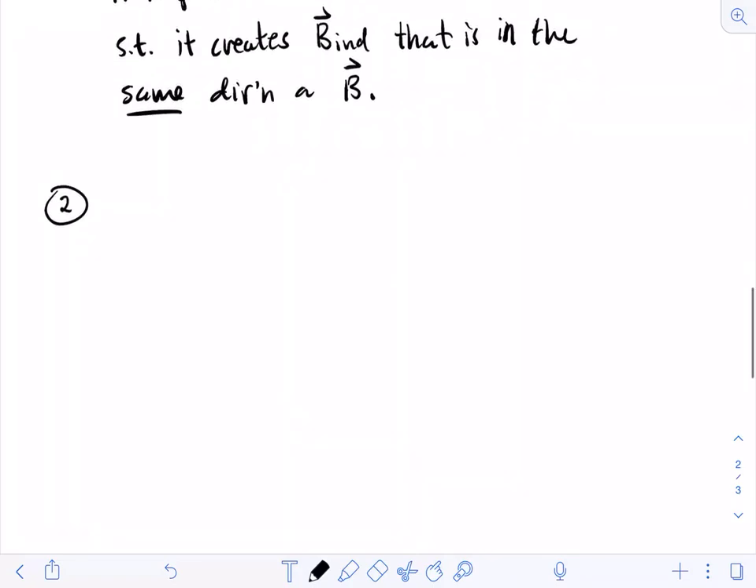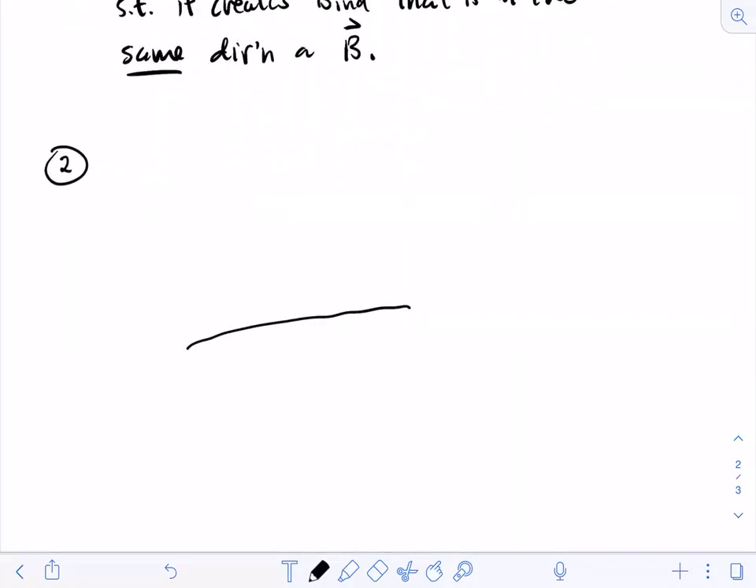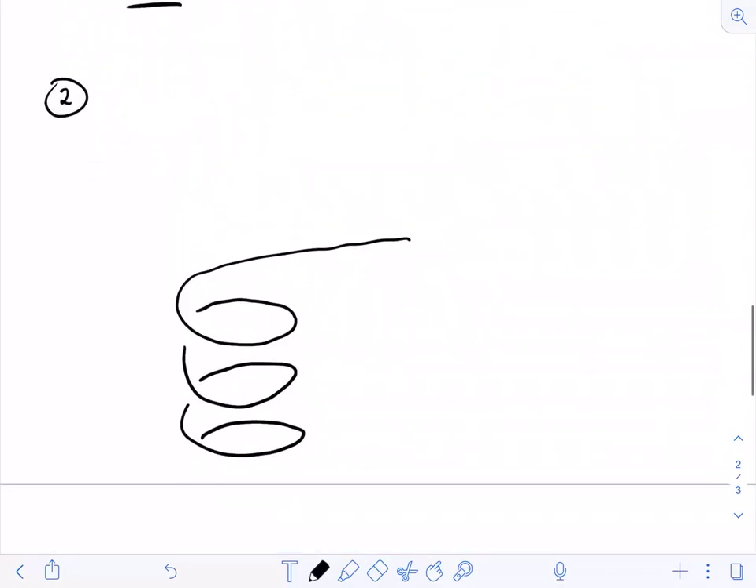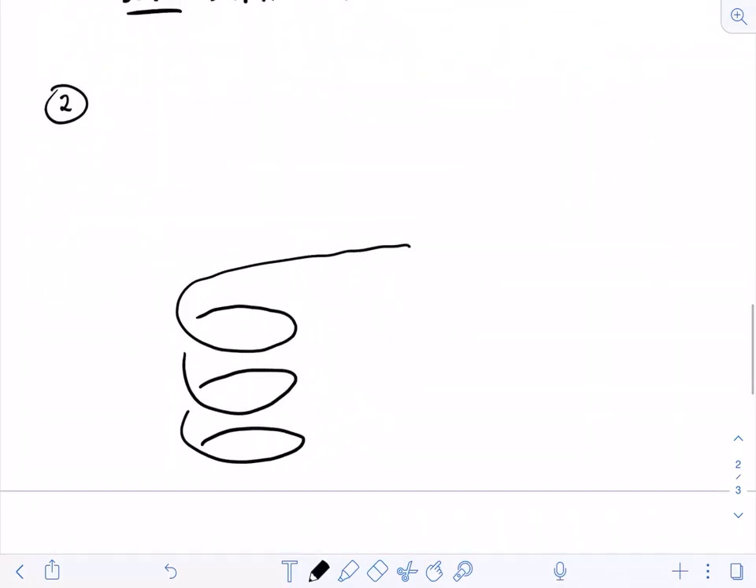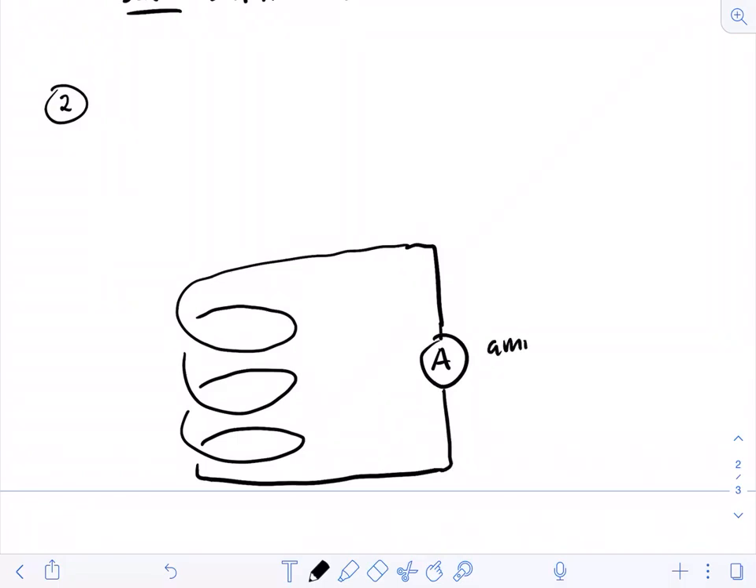So here's another observation that we could make. What we're going to do this time is take a coil of wire. So this is our solenoid, right? And so we take a coil of wire, and we're just going to have an ammeter. So this is an ammeter. What it does is it measures the current in our wire.